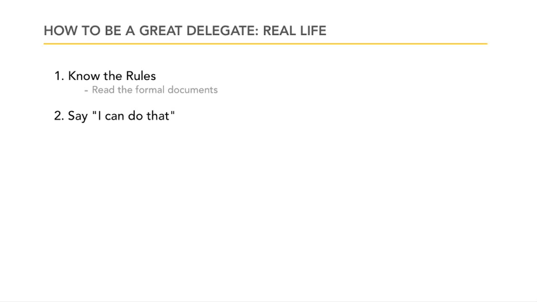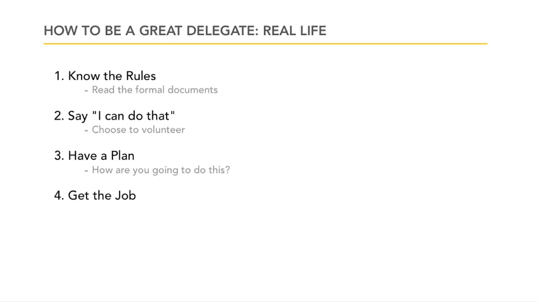Step 2, say, I can do that. This is where you're volunteering, you're putting your hand up. It is a choice. Now, step 3, have a plan to actually do it. If you're going to volunteer for this role, you better be able to follow through. And step 4, actually get the job. Make sure you're in that role. Volunteering is not enough. You need to know that whoever is handing those responsibilities out is actually going to give them to you and not to somebody else.